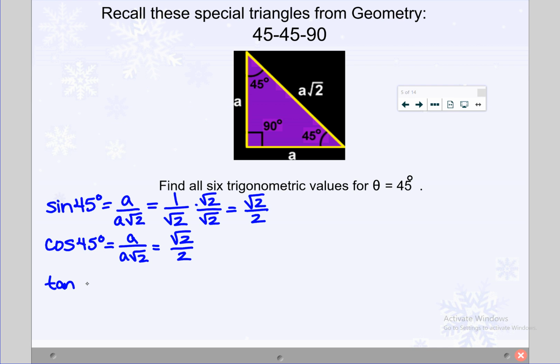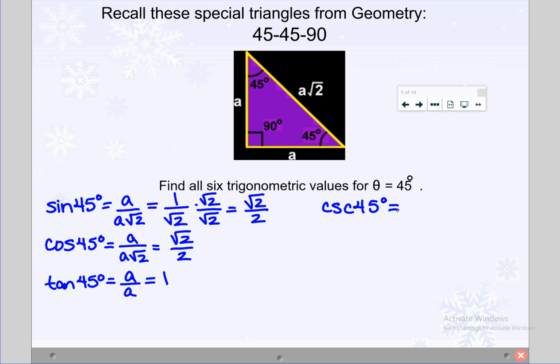Tangent of 45 degrees is opposite over adjacent. So A over A, which is going to simplify to 1. So tangent of 45 degrees is 1. Now I'm going to flip them all. So the reciprocal of sine is cosecant.